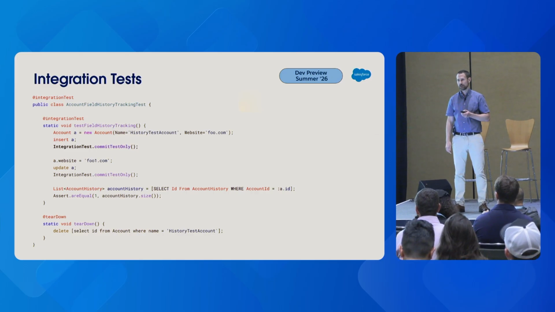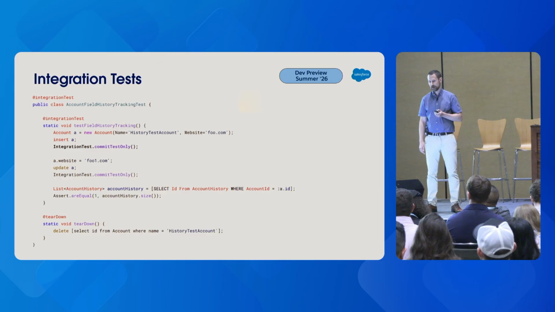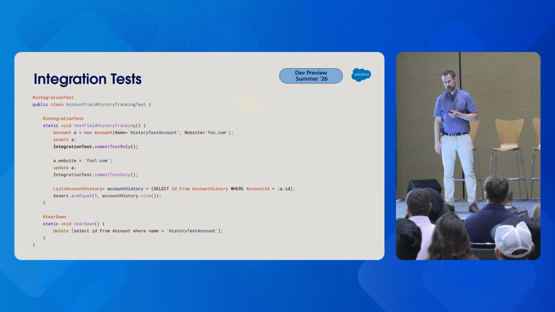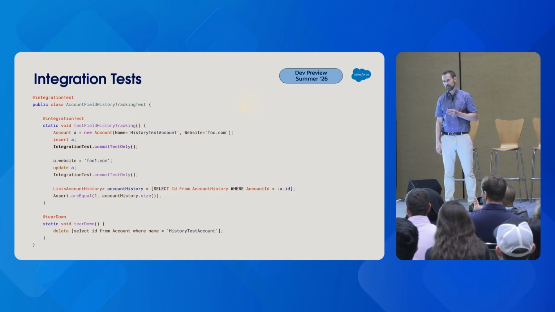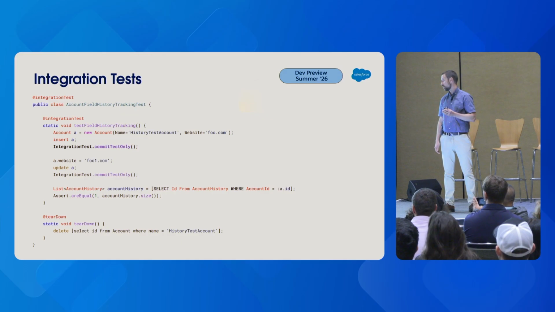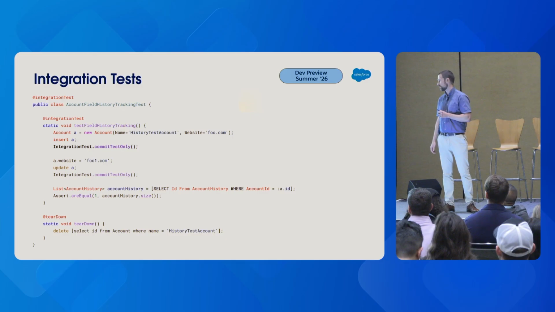Integration tests you declare via annotation, similar to @isTest. There's now an @integration test. There's also an IntegrationTest class that provides some APIs. In this scenario, we are using IntegrationTest.commitTransaction to actually have multiple transactions happen in one test and commit truly to the org. And this data will exist in the org. There's not going to be any rollback. There's not going to be any isolation.